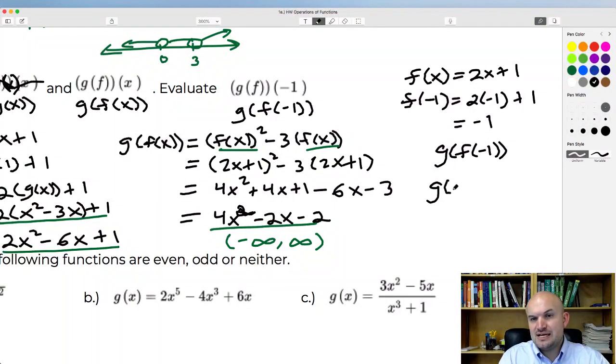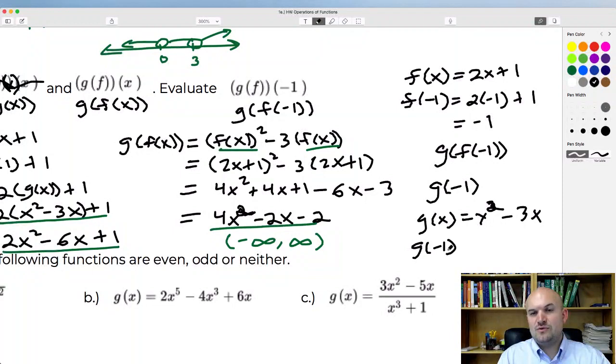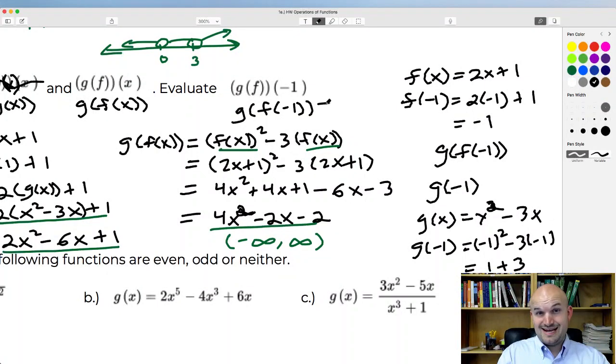So isn't that really the same thing as g of negative 1? Yeah. So g of x is x squared minus 3x. So that means g of negative 1 is going to be negative 1 squared minus 3 times negative 1, which is 1 plus 3, which is equal to 4. So therefore, this answer here is 4.